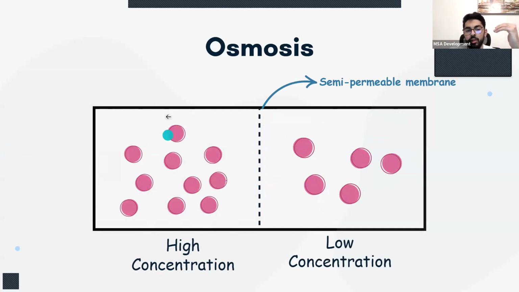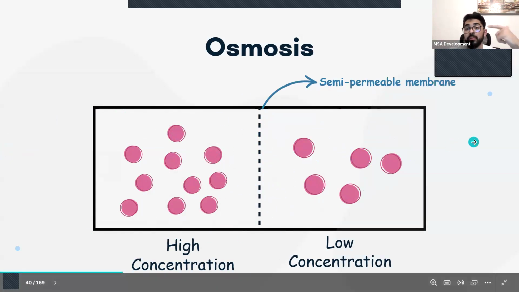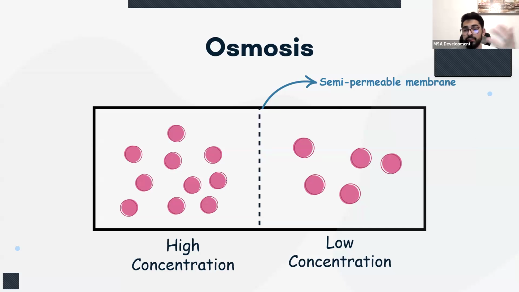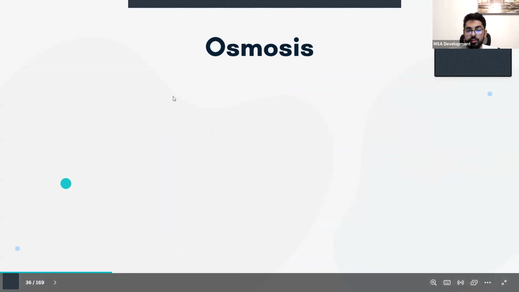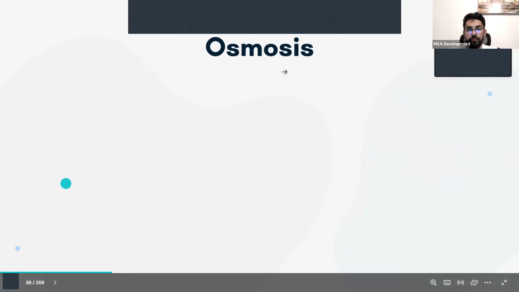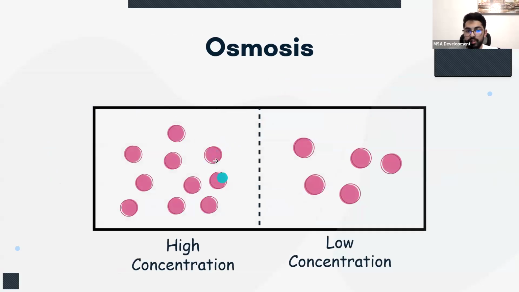Normally, what would happen is that salt is going to move from this side to this side and equalize the concentrations. But this can't happen here because this membrane does not allow the movement of NaCl through it. So something else has to happen to equalize the difference in concentration. So this side is going to have higher osmolarity. Why higher osmolarity? Because we said osmolarity depends on concentration. So when you have a higher concentration, you're going to have a higher osmolarity.